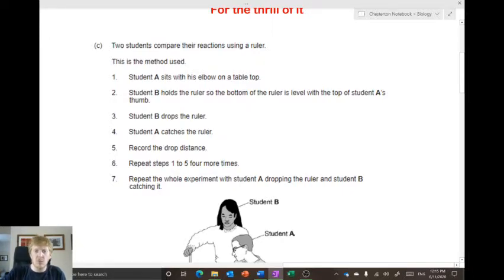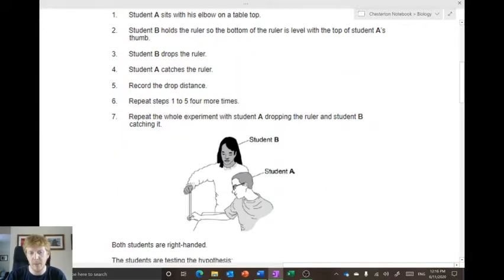Student B holds the ruler so that the bottom of the ruler is level with the top of the student's thumb. Student B drops the ruler. Student A catches the ruler, records the drop distance. Repeat steps 1 to 5 4 more times. Repeat the whole experiment with student A, and so switch it around, basically. Pretty much exactly what we did. Exactly what we've done in the RPA.